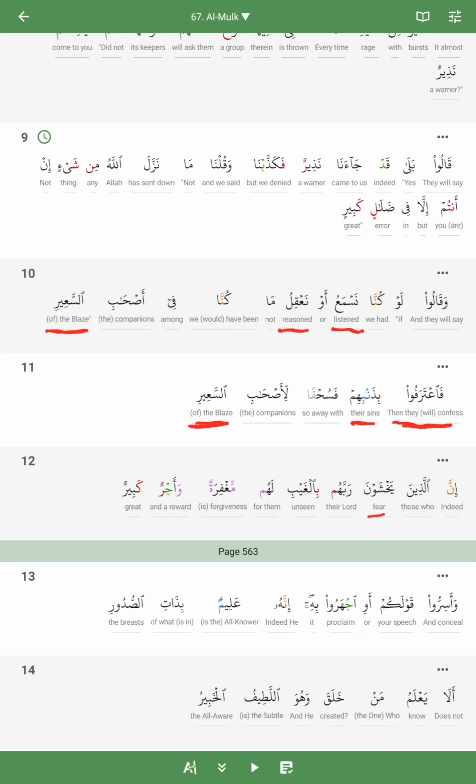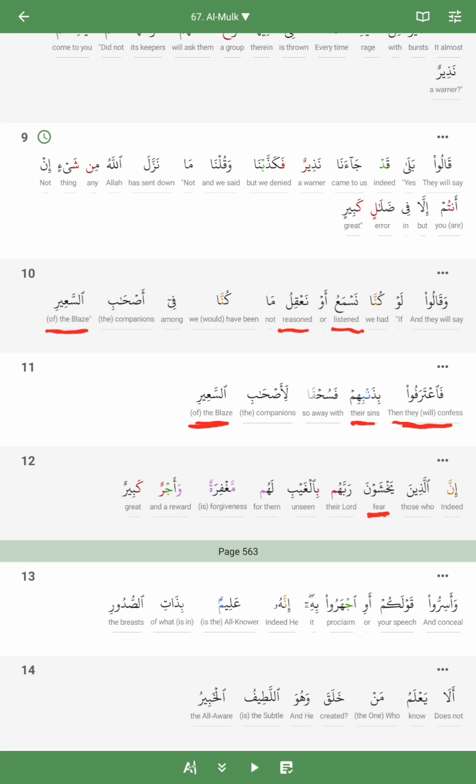Now, fear is a word over here which is not exactly the accurate meaning of yakhshawna rabbahum. That means whenever they heard about their Rabb, they had so much love for Allah that what they were actually afraid of was to make their Rabb angry. They did not want to make their Rabb angry.